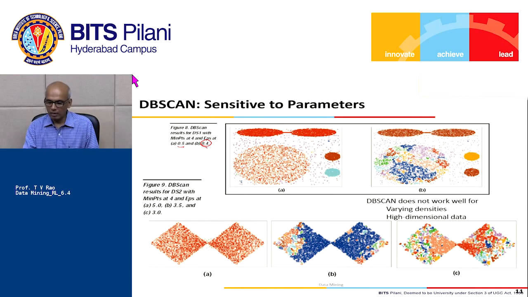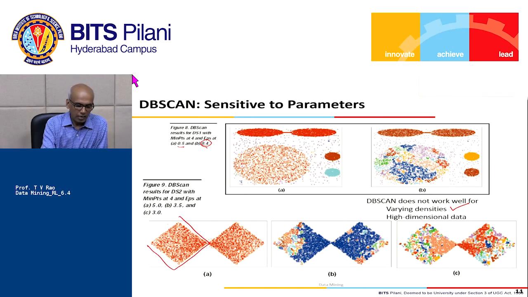And this algorithm does not work well if a single shape has varying density of points within it. So if the density is varying, we need to choose a suitable epsilon. And also it is not suitable when we have high dimensional data, because the definition of density is going to be a challenging parameter.